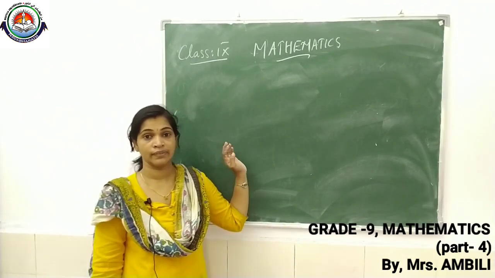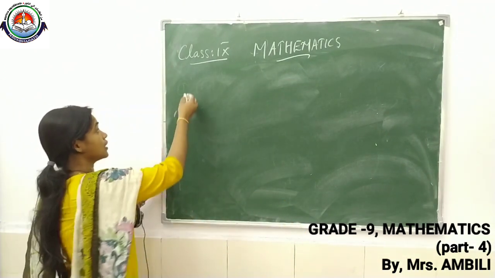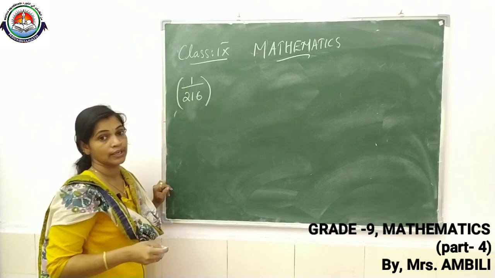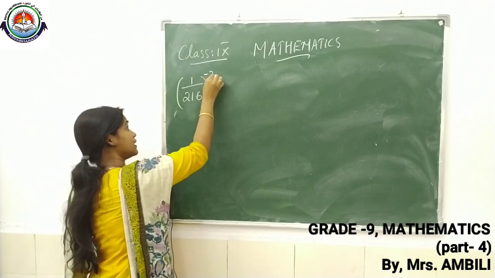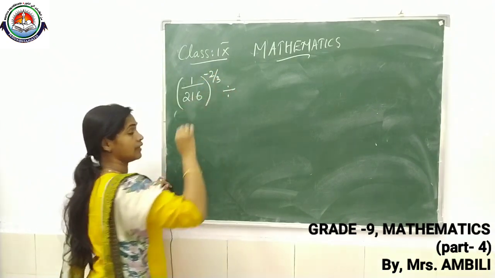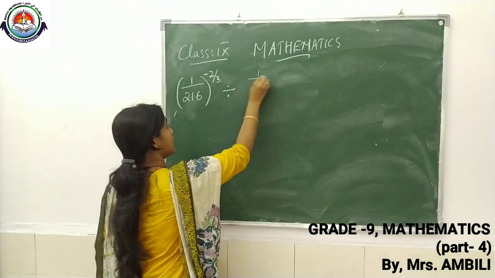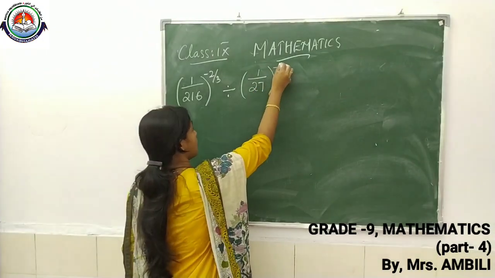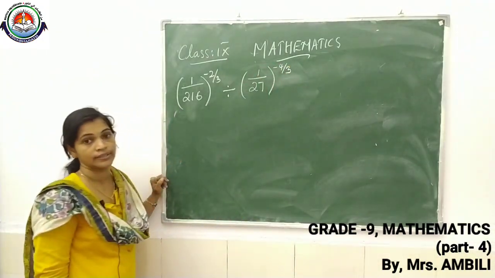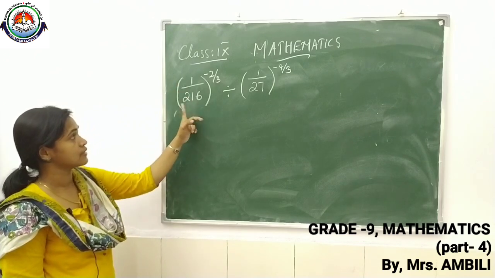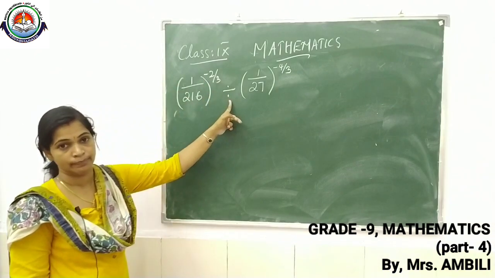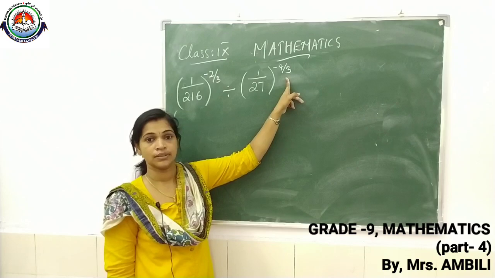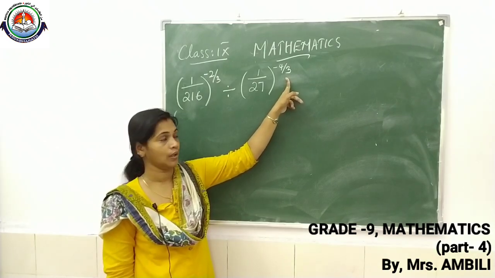Then one more question we can solve. Okay, next question. 1 by 216 all raised to minus 2 by 3 divided by 1 by 27 all raised to minus 4 by 3. Write the question. 1 by 216 all raised to minus 2 by 3 divided by 1 by 27 raised to minus 4 by 3. Let us start.